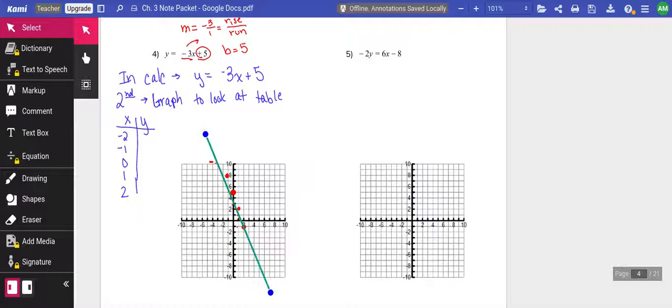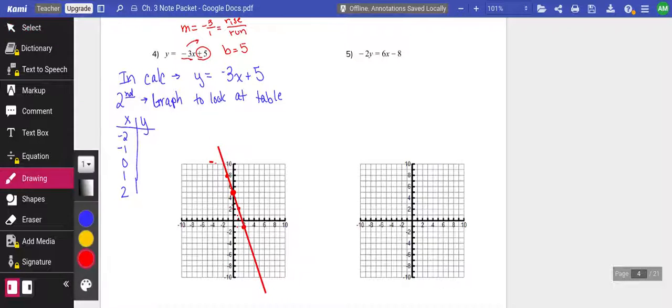But we're always going to make sure that we draw an arrow at the end of each side of my line. All right. So now if I were to graph this, if you were going to look at your tape, this is what you would do if you were graphing it with a normal slope intercept.